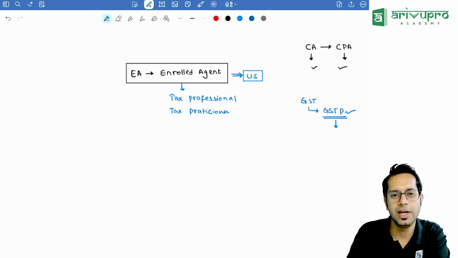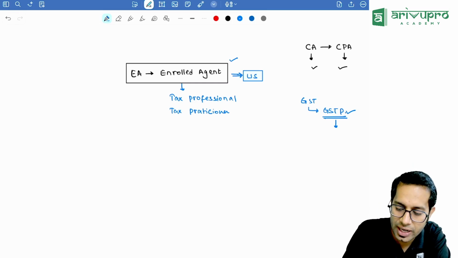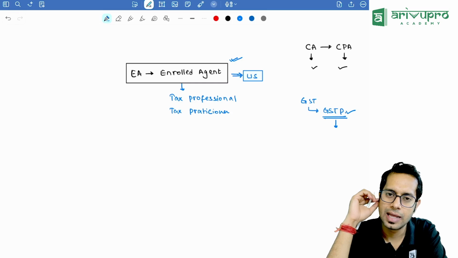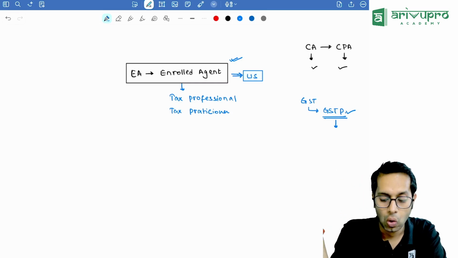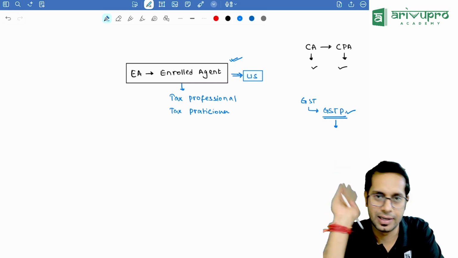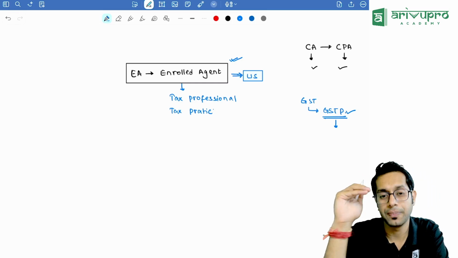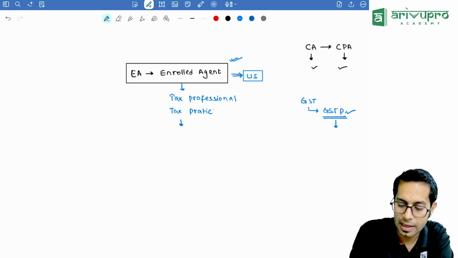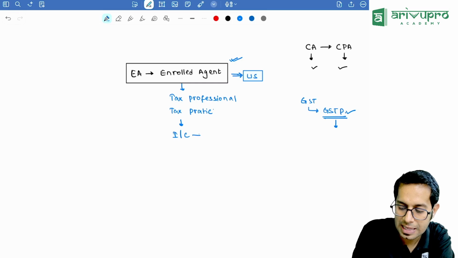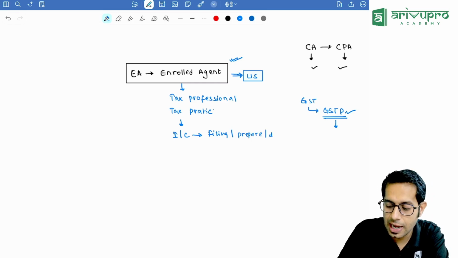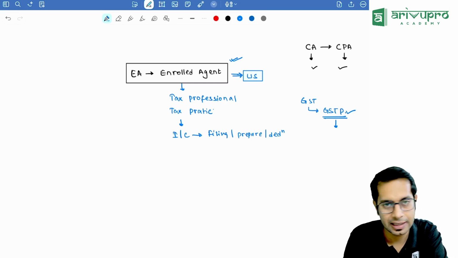Exactly similar to this, in the US, they have designated professionals called enrolled agents, who are the tax practitioners in that country. They are the people who are helping different individuals and different corporations in filing their tax returns. They are helping in preparing their tax returns. They are helping them in analyzing the deductions which are available, what are the benefits which they can take, etc.